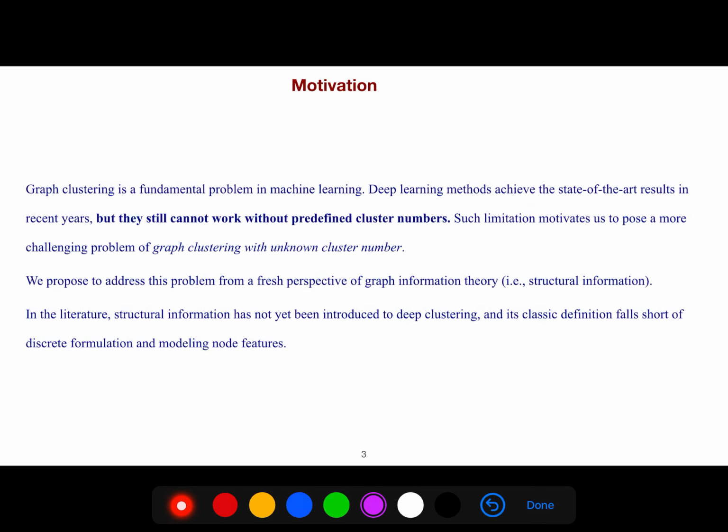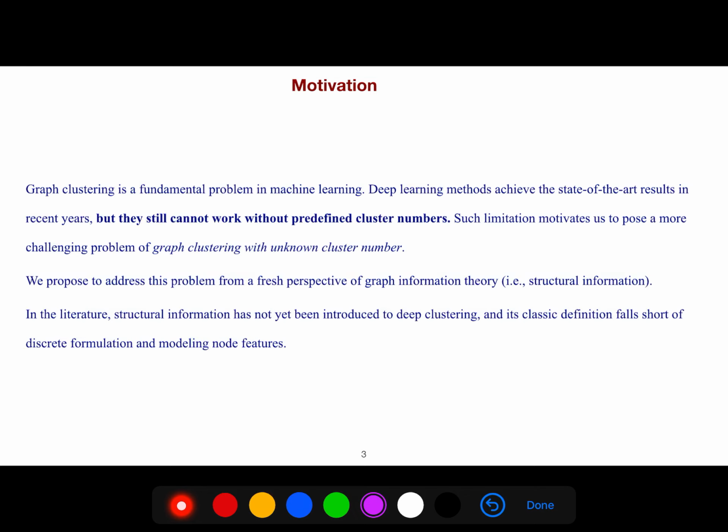Graph clustering is a fundamental problem in machine learning. Deep learning methods achieved state-of-the-art results in recent years, but they still cannot work without predefined cluster numbers. Such limitation motivates us to pose a more challenging problem of graph clustering without a known cluster number. We propose to address this problem from a fresh perspective of graph information theory, for example, structural information.